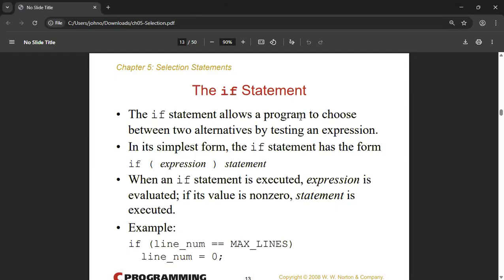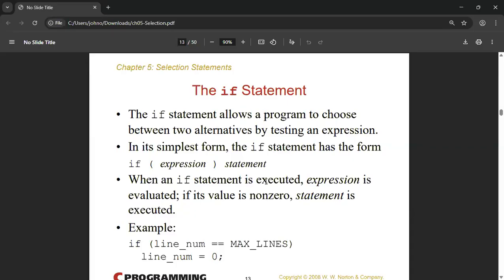The if statement allows a program to choose between two alternatives by testing an expression. So in its simplest form, the if statement has the form of if, expression, and then statement. This order is really important. It is if, an expression, and then statement. If you observe, it is statement, not statements. And this is really critical for the use of if expression, and as we continue, you will observe.